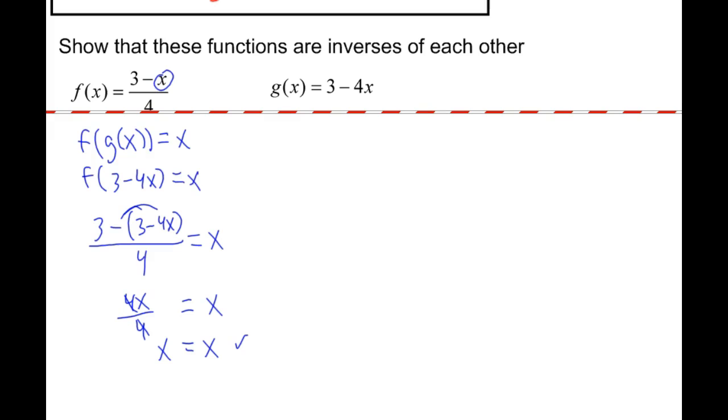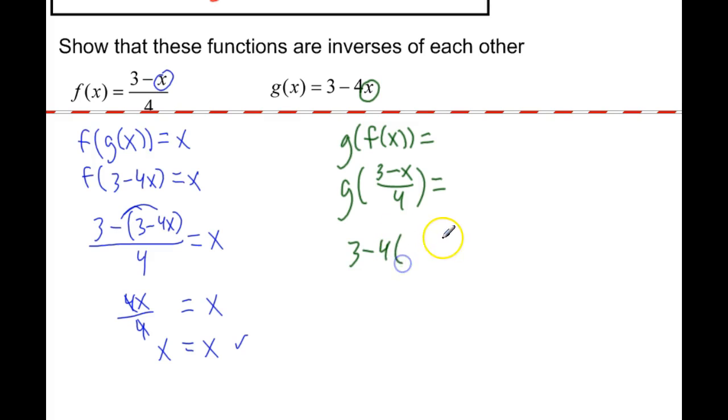So we have to compose it the other way. So let's compose it the other way. So what is g of f of x? So in this case, we're going to plug the f of x function in. So this will be g of f of x is 3 minus x over 4. And we'll plug that into the g function right here for x. So this would be 3 minus 4 times 3 minus x all over 4.